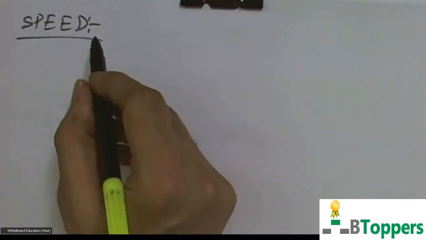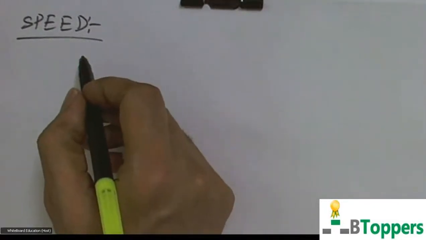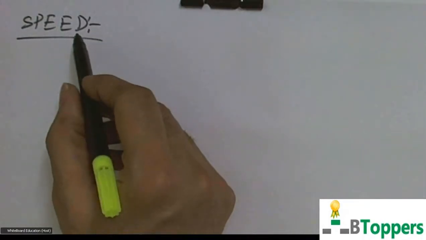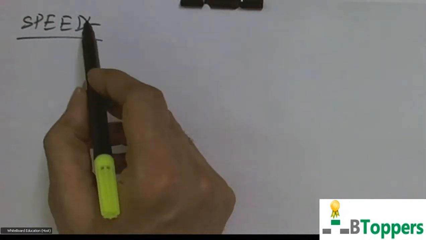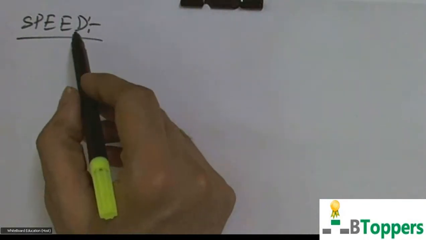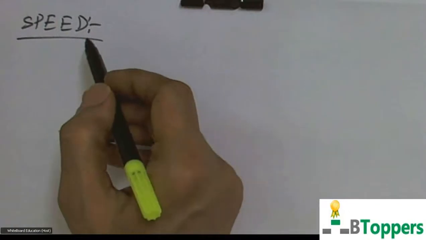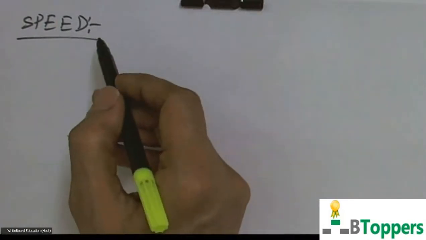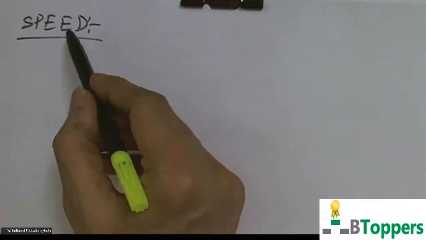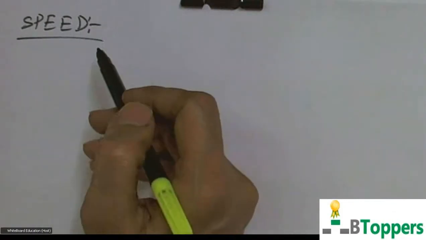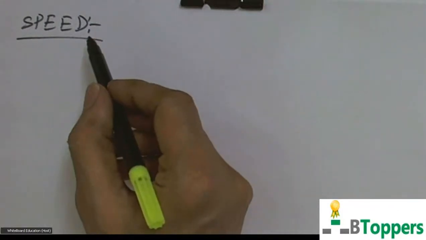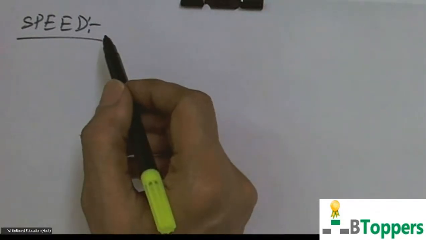Next, coming to the term speed. The speed of the particle can be defined as the rate of change in the distance covered, or you can say that the speed of the particle represents the time rate at which distance is covered by the particle. The speed of a particle may be constant in some examples, and may not be constant in other examples.